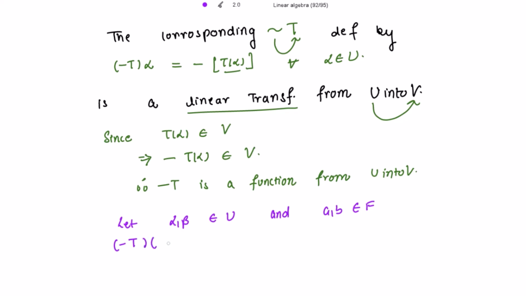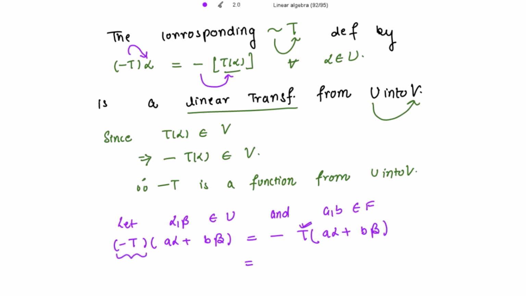Let me write (-T)(a alpha plus b beta). I need to show that this is equal to a into (-T)(alpha) plus b into (-T)(beta). By definition, when applying minus T on an element, we get minus of T of that element. That means minus of T of (a alpha plus b beta). Please remember that we need to show that this minus T is a linear transformation.